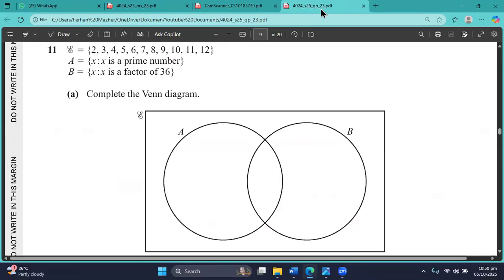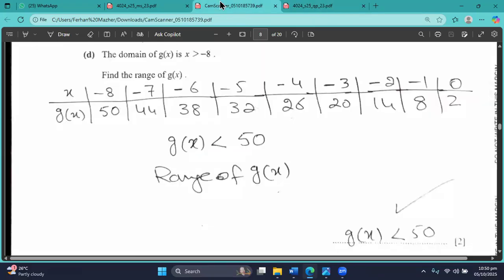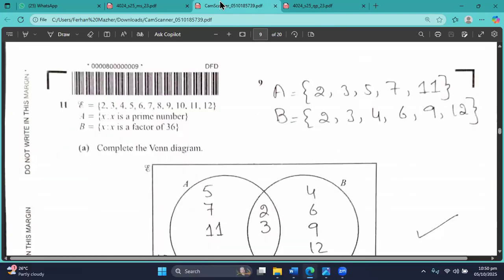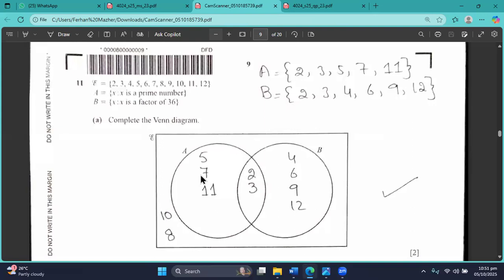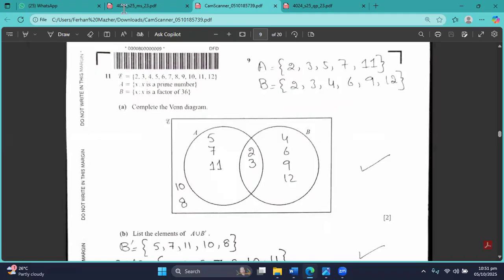Then we have to complete the Venn diagram. The numbers which will be common between A and B, I will write them in the common overlapping portion. So in the overlapping portion of A and B, 2 and 3 will come. Only A will be 5, 7, 11. Only B will be 4, 6, 9, and 12. And these 10 and 8 are not part of A, not part of B, so I will write them here. Okay. So this is how you will write that Venn diagram.